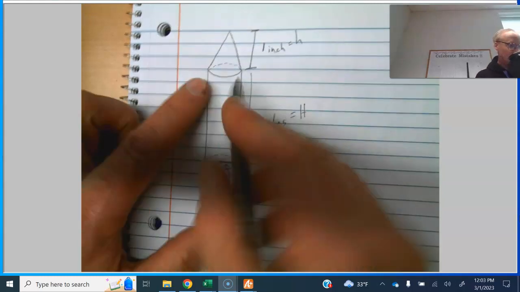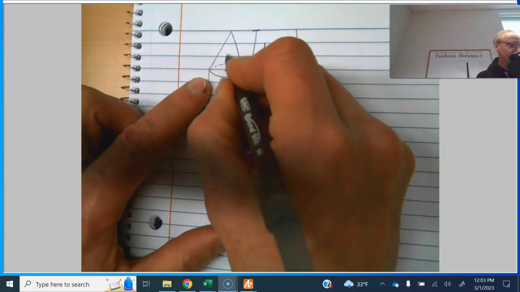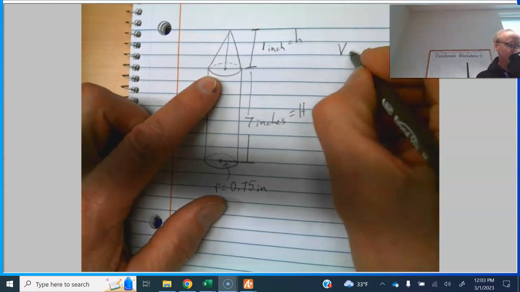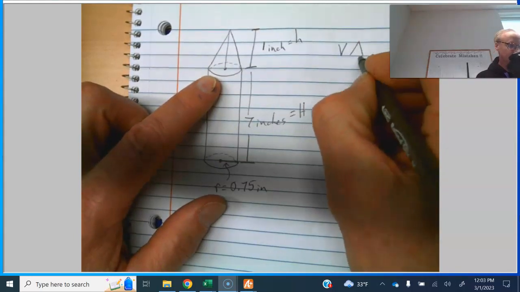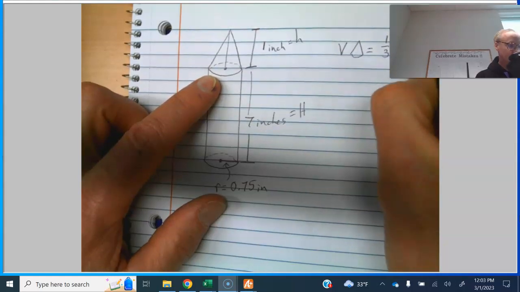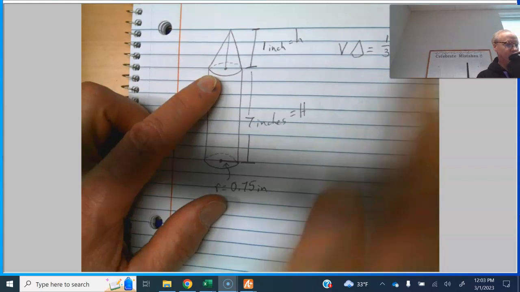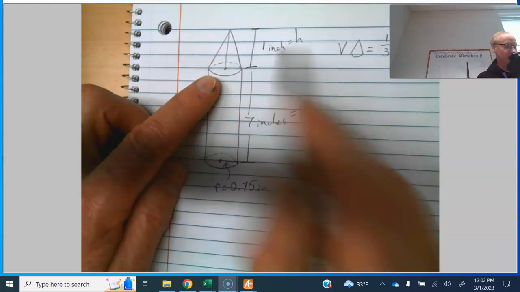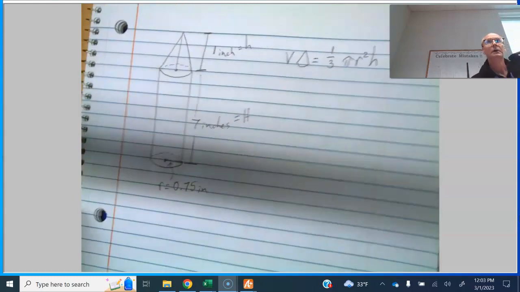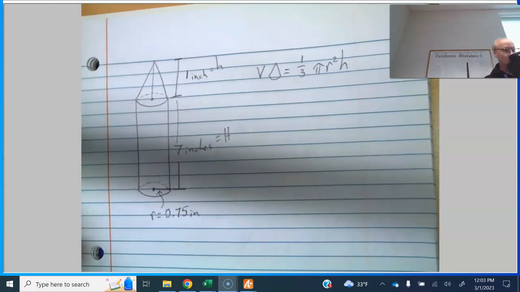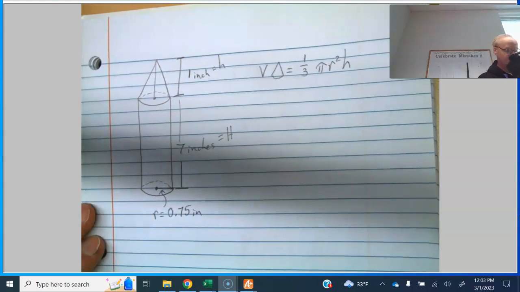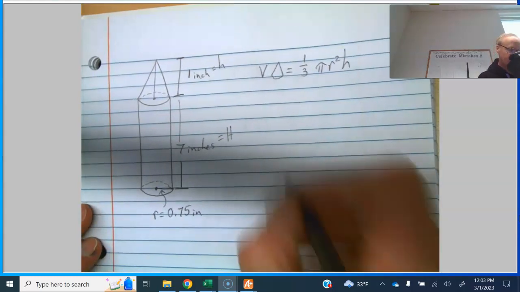All right, don't wait for me. Find your volumes. I'm going to find the volume of the cone first. That's 1/3 pi r squared h. I'm going to use little h for the cone and big H for the cylinder. All you have to do now is substitute in your values and find your volumes. Go ahead. Don't wait for me.